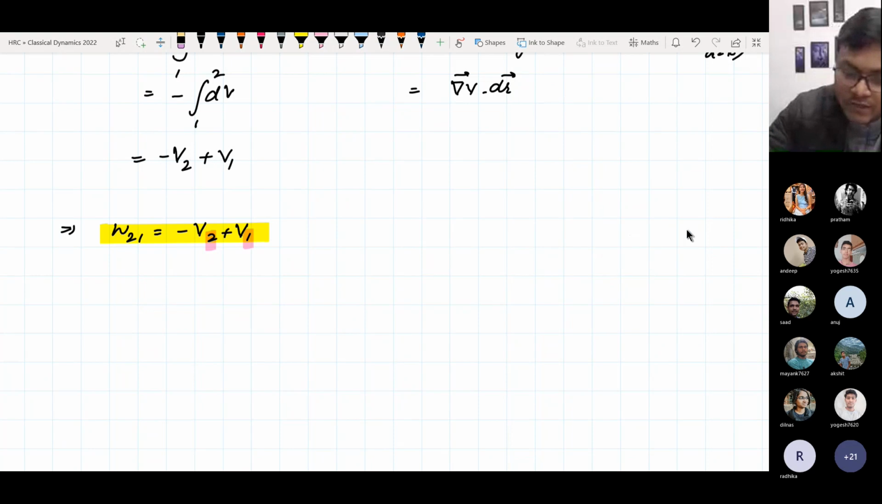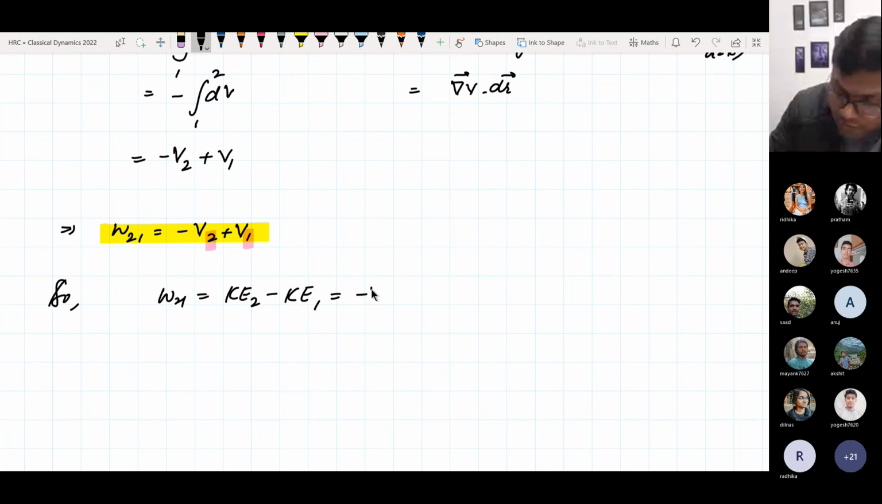So we'll be talking about that later. But one consequence that I'm trying to arrive at is if we combine both, W21 is equal to KE2 minus KE1, which is equal to minus V2 plus V1. If we combine both, this becomes KE1 plus V1 is equal to KE2 plus V2.